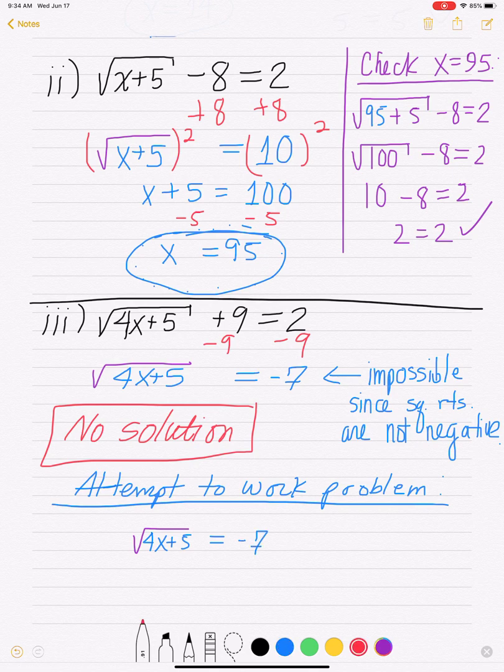And if we wanted to try to get the x by itself, we'd first square both sides, right? We square both sides to get rid of the square root. And we'd be left with, on the left, 4x plus 5, right? The square would cancel the square root. And on the right, we'd have negative 7 squared. Negative 7 squared means negative 7 times negative 7. That'd be 49.